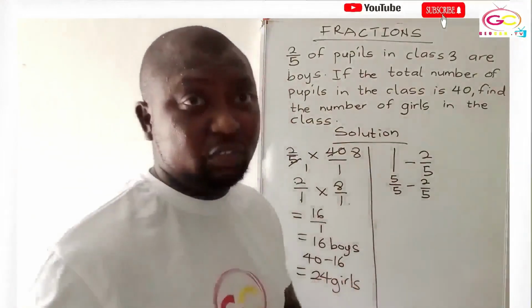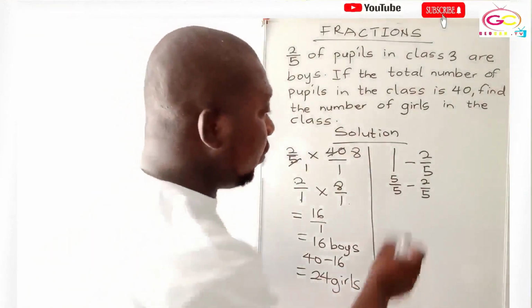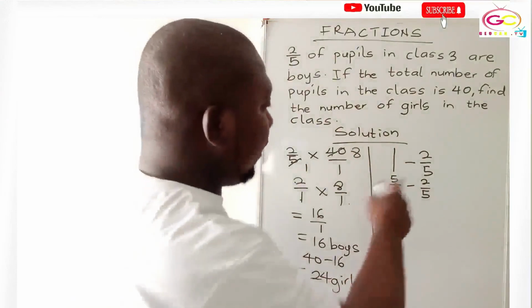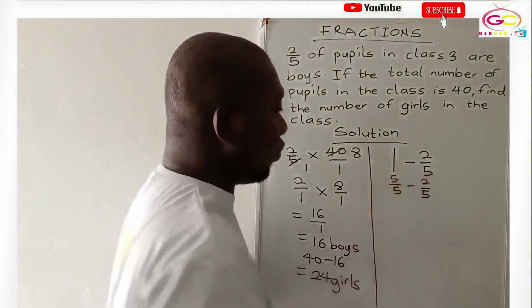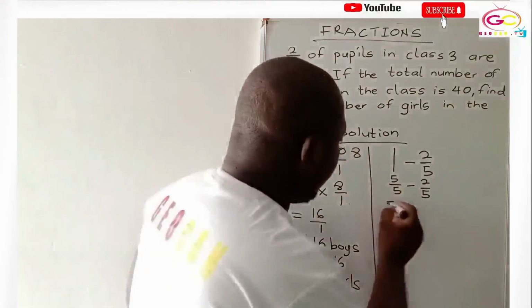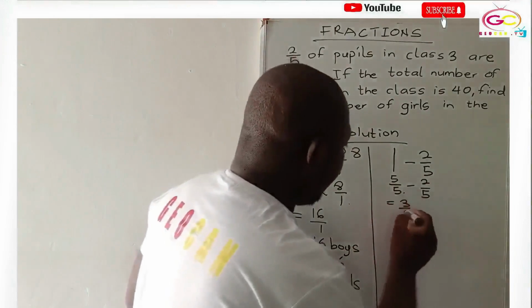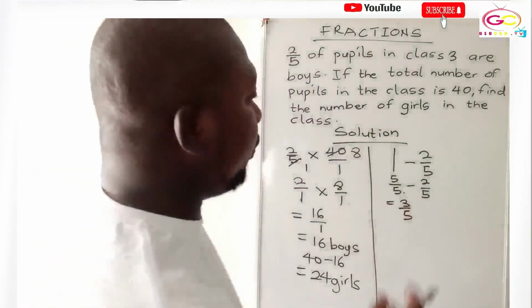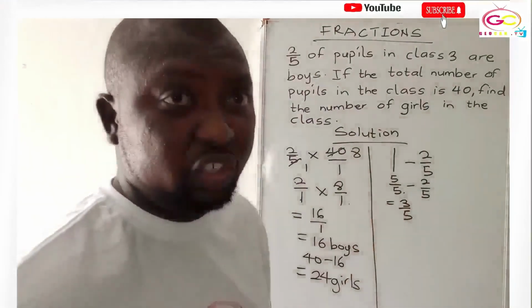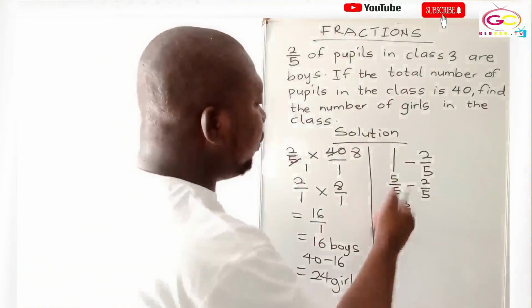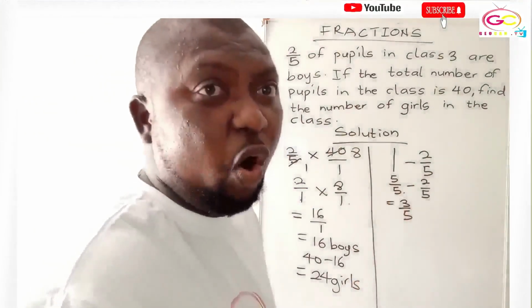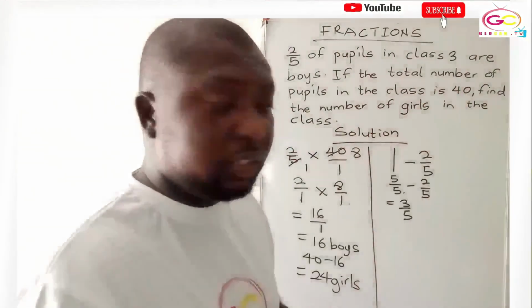So now let's subtract. In subtracting fractions with common denominators, just subtract the numerators. So 5 minus 2 gives us 3/5. The denominator is 5. So now we know the fraction of girls, right? Good. So we just find 3/5 of 40, which is the total number.